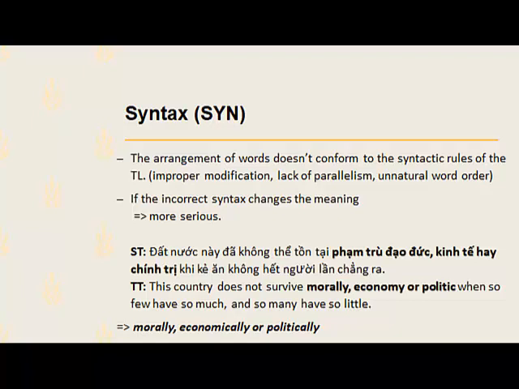For example, the source text: Đất nước này không thể tồn tại phạm trù đạo đức, kinh tế hay chính trị khi kẻ ăn không hết, người lần chẳng ra. And the target text: This country does not survive morally, economy, and politics when so few has so much and so many have so little. Ở đây thì chúng ta cần phải sửa từ phạm trù đạo đức, kinh tế hay chính trị trong bản dịch là morally, economy and politics thành cùng một trường từ song song, ví dụ như là morally, economically or politically.